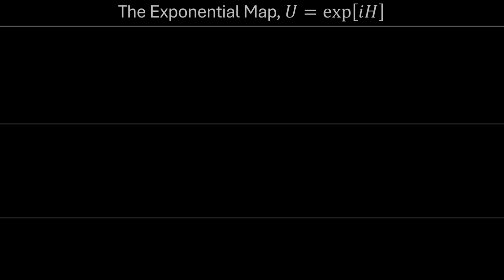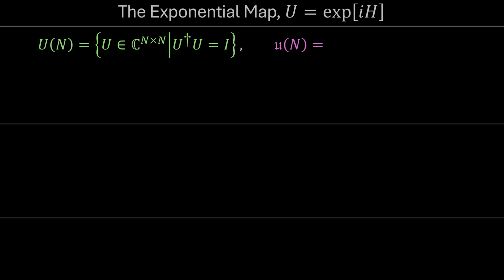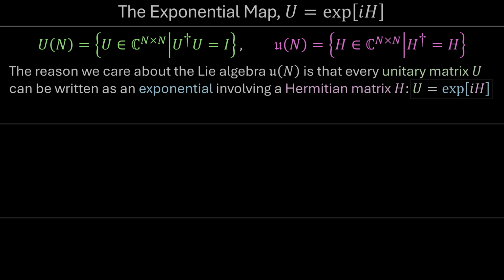All right, I want to take a moment to talk about the exponential map as it pertains to the Lie group UN and its Lie algebra. The reason we care about the Lie algebra of UN is that every unitary matrix U can be written as an exponential involving a Hermitian matrix H. So we can always write U equals e to the iH.